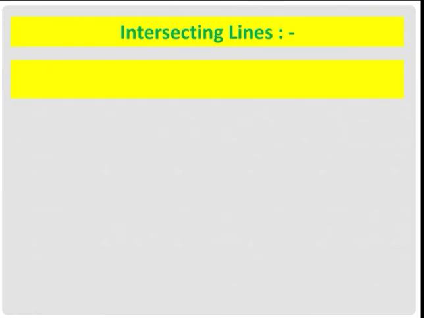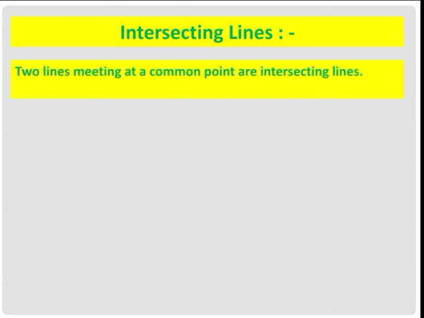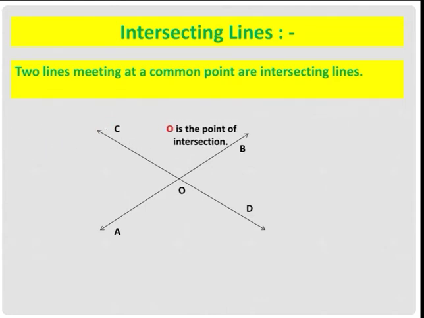Intersecting lines. Two lines meeting at a common point are intersecting lines. Let's understand with an example. Here the line AB is given and line CD. Both the lines intersect at the common point O. Means these two lines are the intersecting lines and here O is the point of intersection.